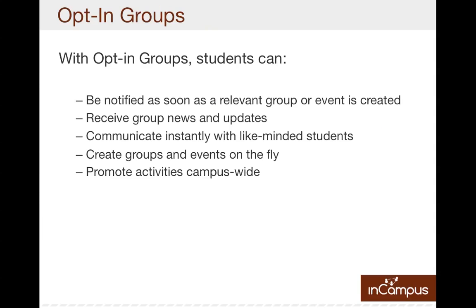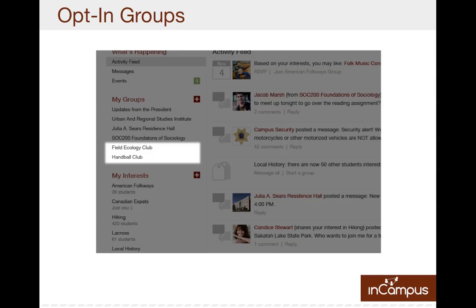We also have opt-in groups where students designate their interests. It could be lacrosse or handball or any other potential interest, and they can receive news, updates, and communications, or just outright communicate with anybody else who has designated that as an interest. So for example, these are the clubs that this student belongs to. They have opted into these groups.